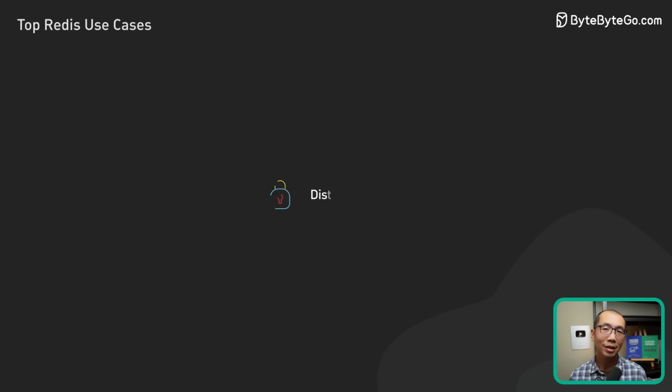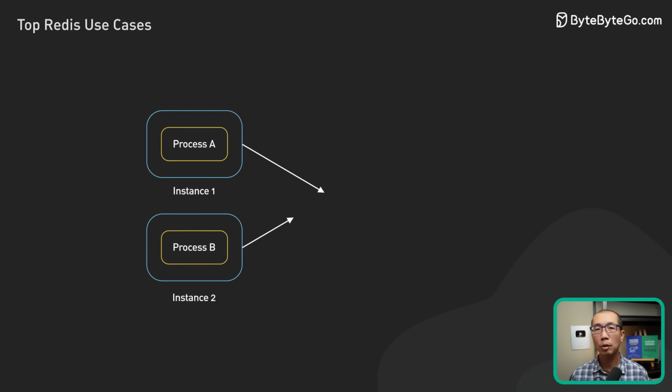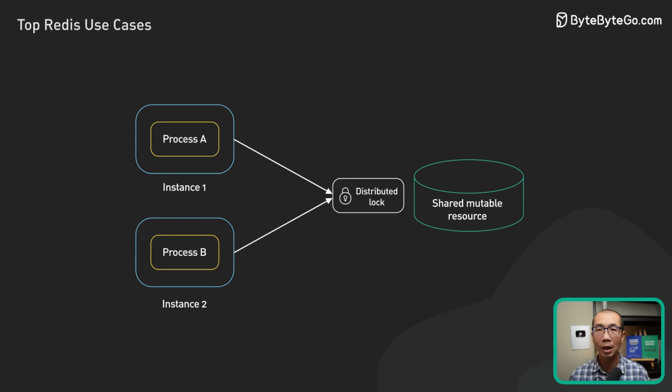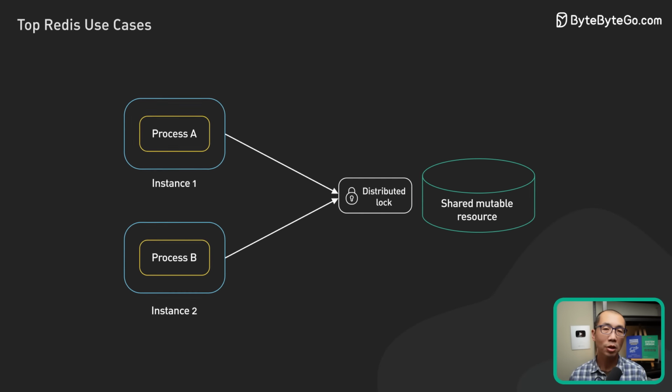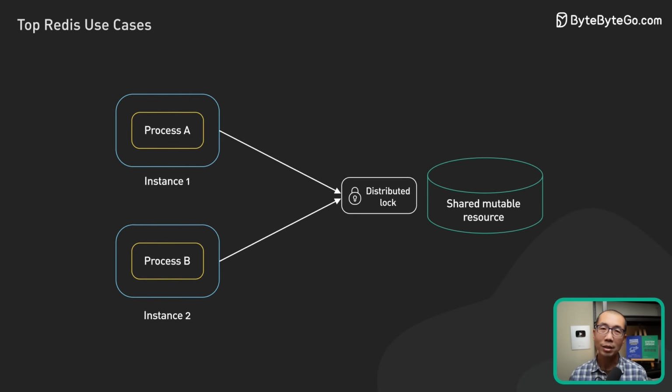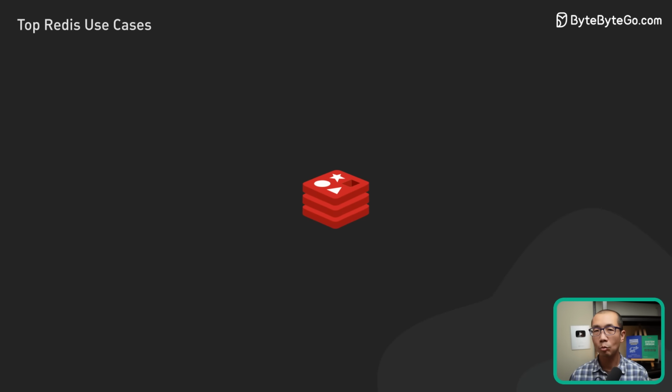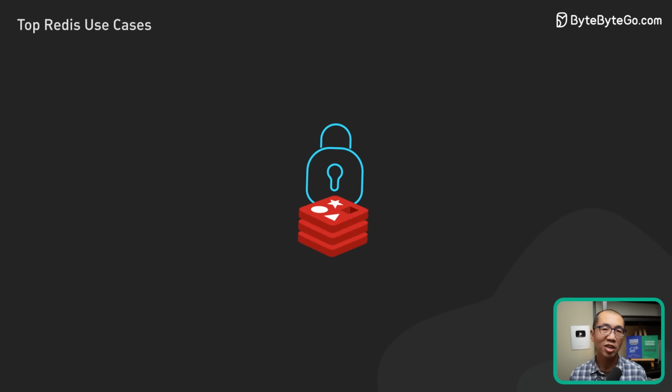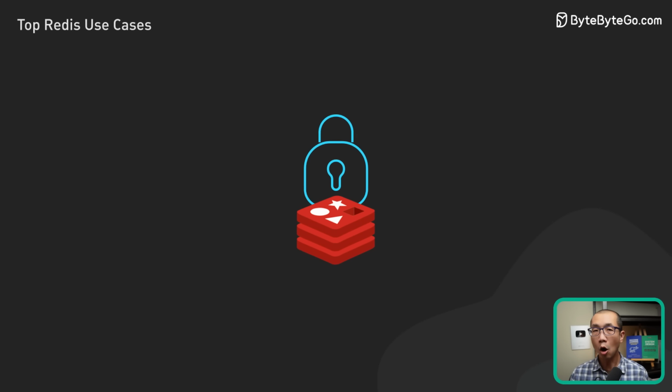The next use case is distributed lock. Distributed locks are used when multiple nodes in an application need to coordinate access to some shared resource. Redis is used as a distributed lock with its atomic commands like SETNX, or set if not exists. It allows a caller to set a key only if it does not already exist.